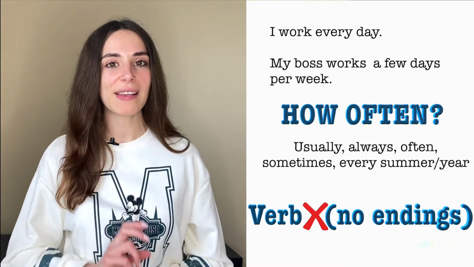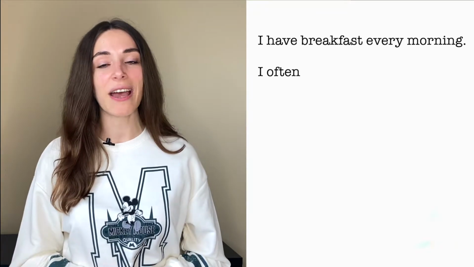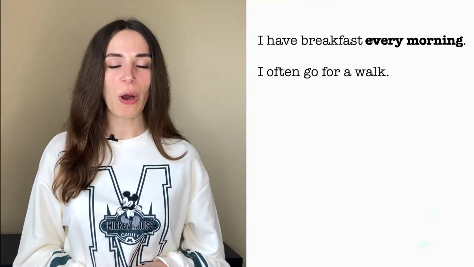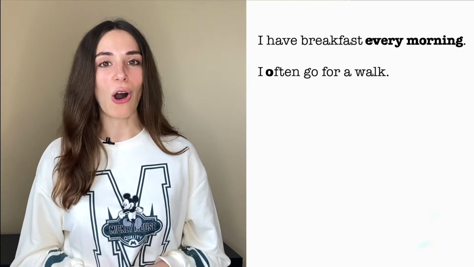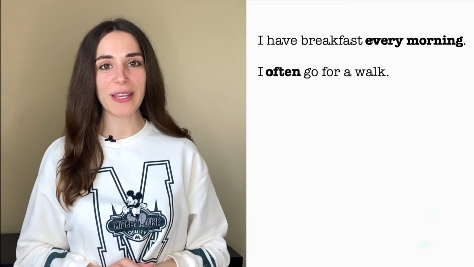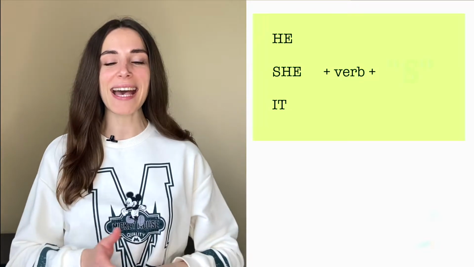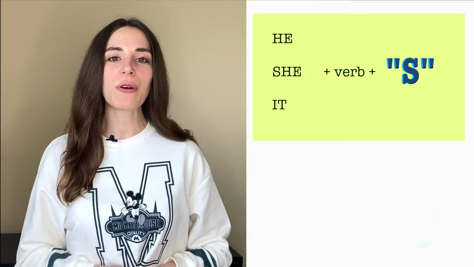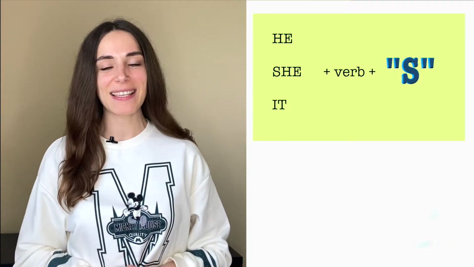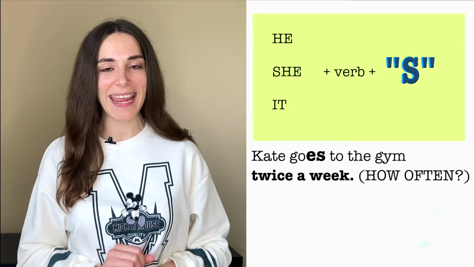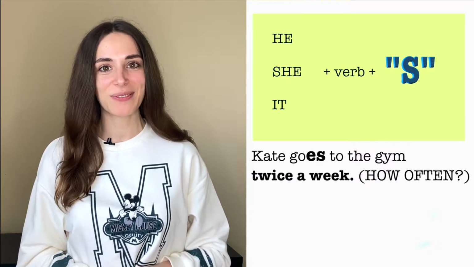Think about two things that you do every day. Personally, I have breakfast every morning. How often? Every morning. I often go for a walk. How often? Often. So we don't add any endings. However, if we talk about one person or one thing, that is he, she, it, we add s at the end of the verb. Think about your best friend and two things that he or she does regularly. For example, my best friend Kate goes to the gym twice a week.